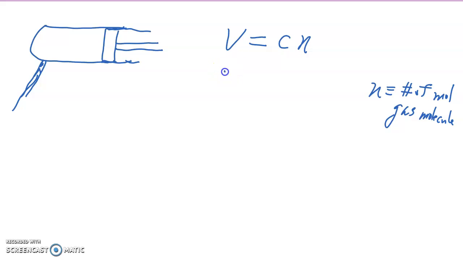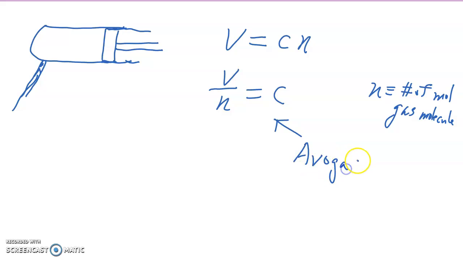So the volume is proportional to the number of moles of gas. Or I can write it this way: V divided by N is equal to a constant. And by the way, this is called Avogadro's law. Is this the only way to expand the volume of the cylinder here? Probably not. Let's see what we can do.